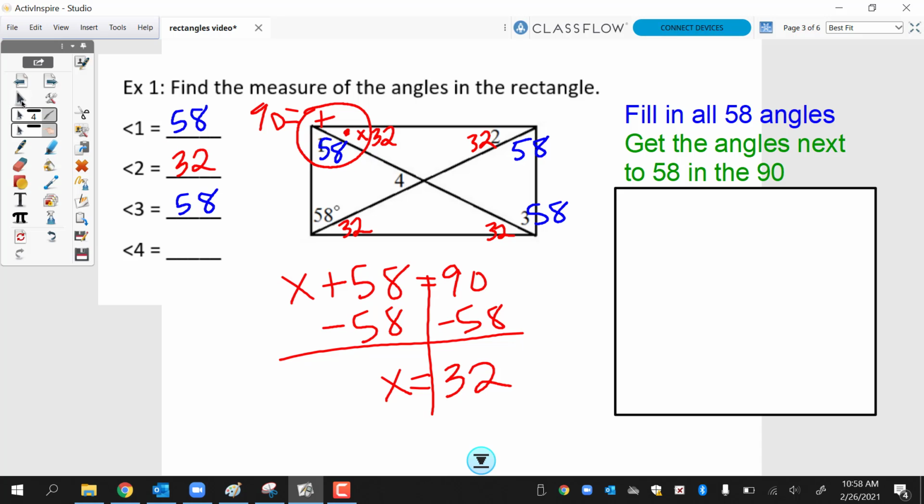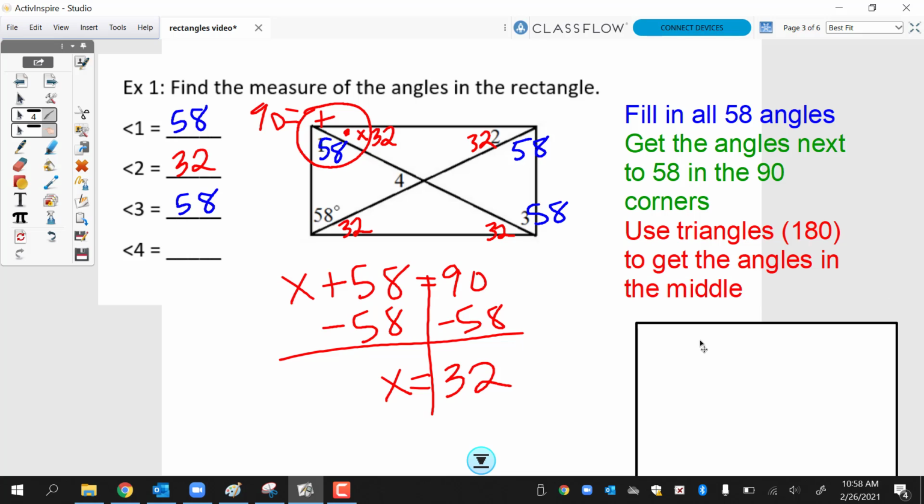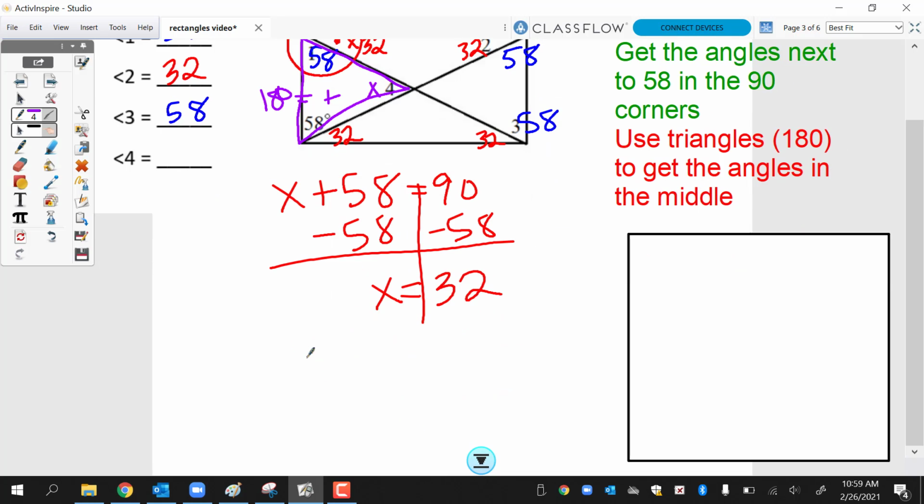Now, how are we going to get the angles in the middle? For angles in the middle, we're going to use the triangles, which add up to 180. Which angle do I actually want? I want angle 4, which is in this triangle right here. So I'm going to use the numbers in that triangle adding up to 180. I have a 58, and angle 4 we're going to say is x. So my equation is 58 plus x adds up to 180.